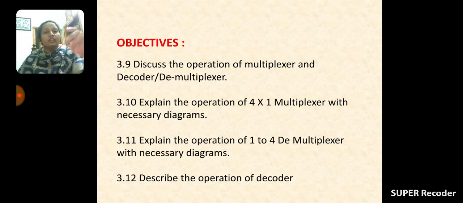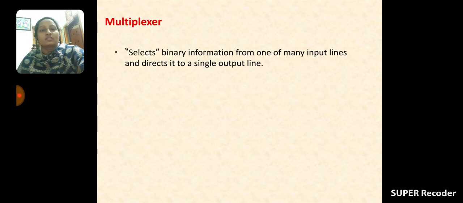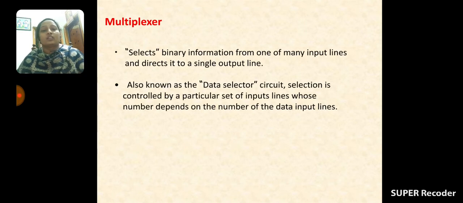Now I would like to discuss the next topic, that is multiplexer. I already told you that the combinational logic circuit definition is already over. What is meant by multiplex? It will combine more inputs together and produce a single output. This is the general meaning. But in digital electronics, it will select binary information from many input lines and direct it to a single output line. It selects the binary information from one of many input lines.